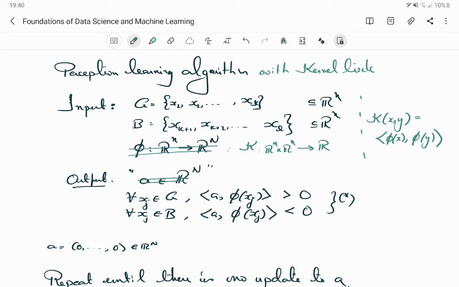So what we want is not this a, but the coefficients alpha 1, alpha 2, all the way up to alpha L. In fact, they will be integers, so let me write it as integers to the power L, right? So this is what we want to know. In each update in the perceptron algorithm, we should keep track of whether we are adding that phi of xj or subtracting that phi of xj, right? So we will not have this a directly.